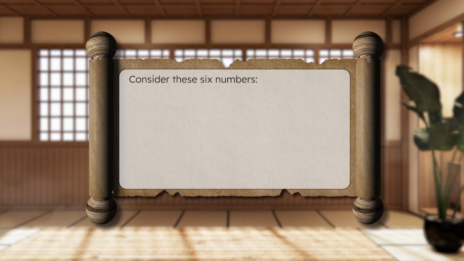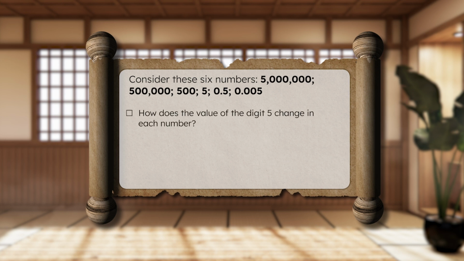Consider these 6 numbers: 5,000,000, 500,000, 500, 5, 5/10, and 5/1000. How does the value of the digit 5 change in each number?